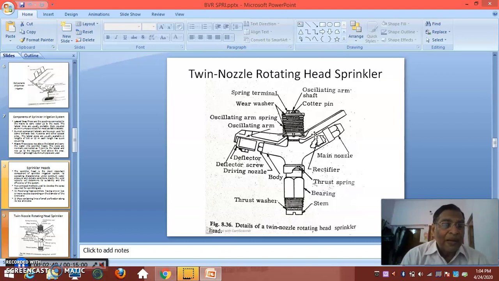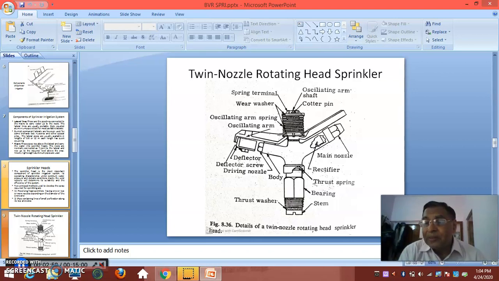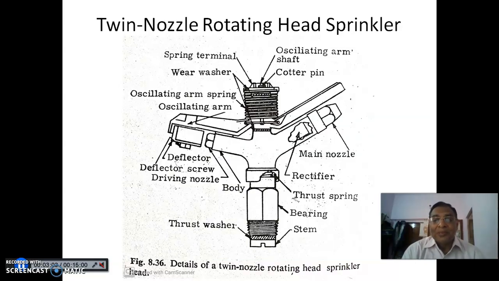So normally this thin nozzle part. Let me draw this one a little bit. Yeah, so this is one.